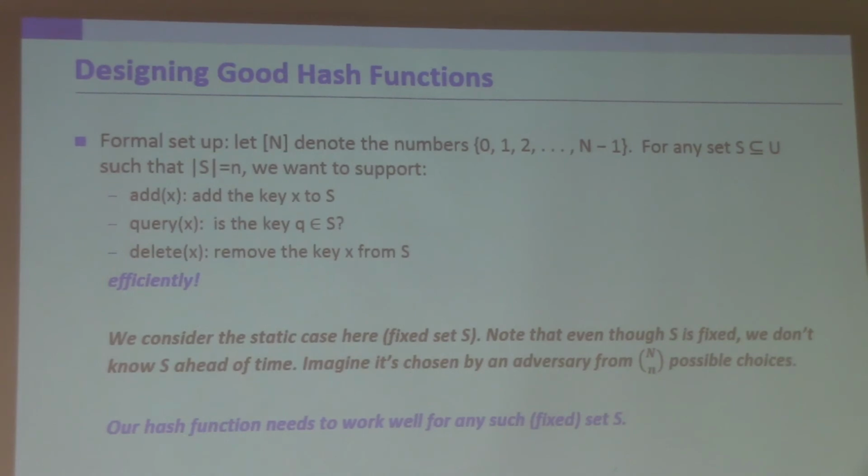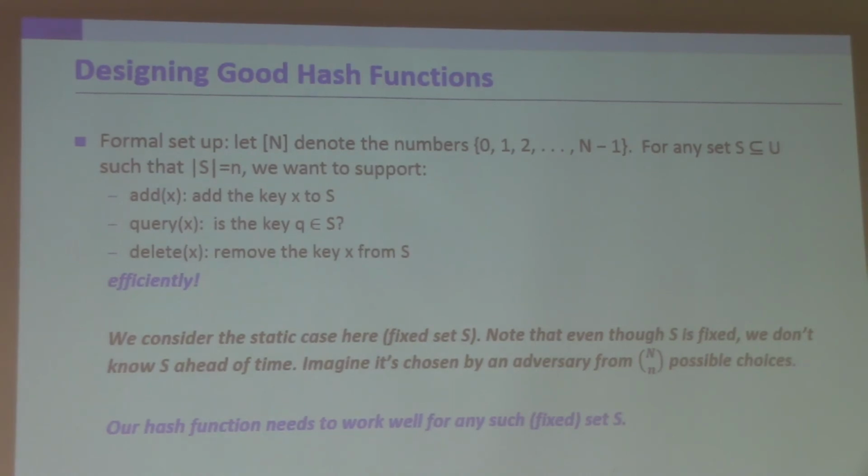First, we consider the static case, which is a fixed set S. Now, note that even though S is fixed, we don't know S ahead of time. This is critical, right? We only know S is fixed, but you don't know the values in S. You only know somebody chose a set S for you, it's fixed, but you don't know all the values in S. But you do know that once that person made that choice, he or she cannot change the values in S.